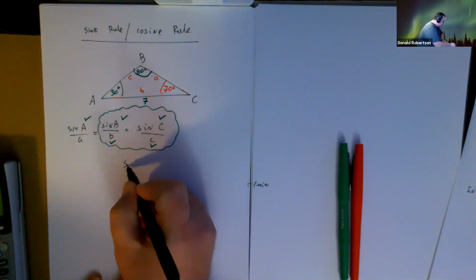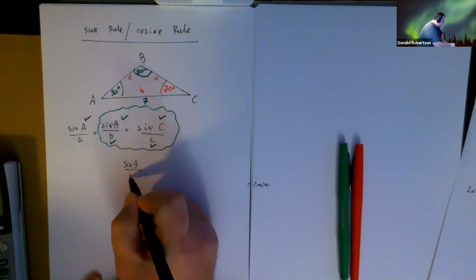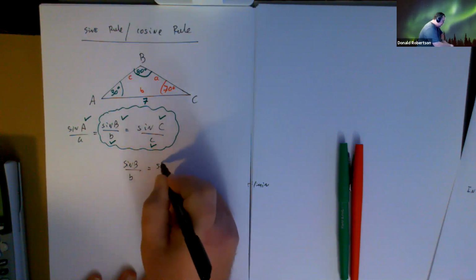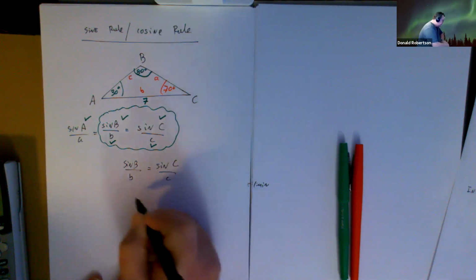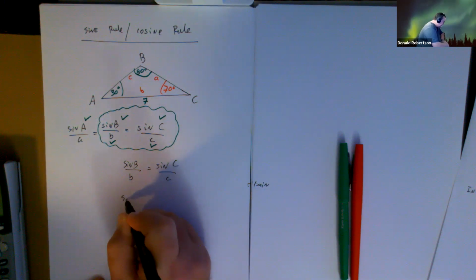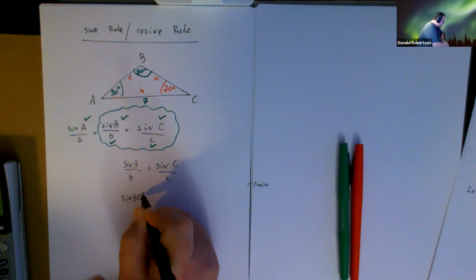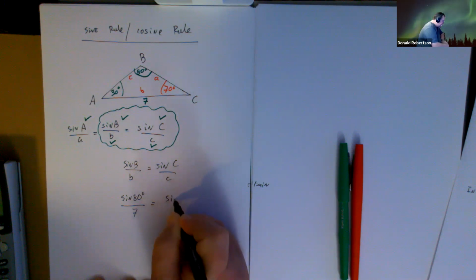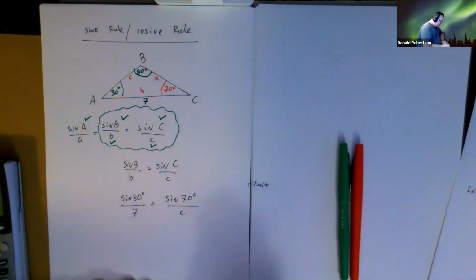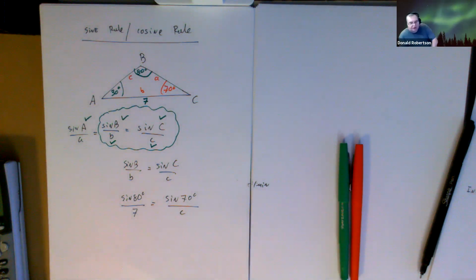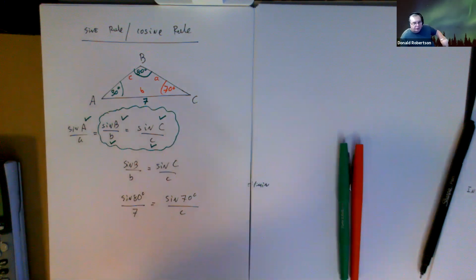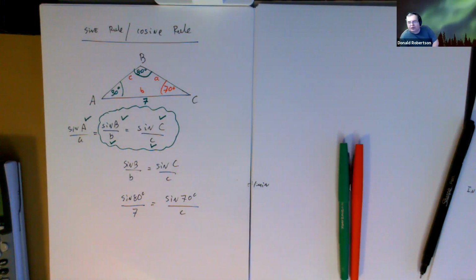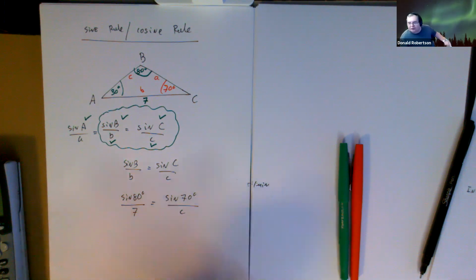So I'm going to do sine b over little b is sine c over little c. Angle b is 80 degrees. Little b is 7, over little c. And you typically end up with two fractions where one of the three numbers is missing, right? In this case, the little c is missing.